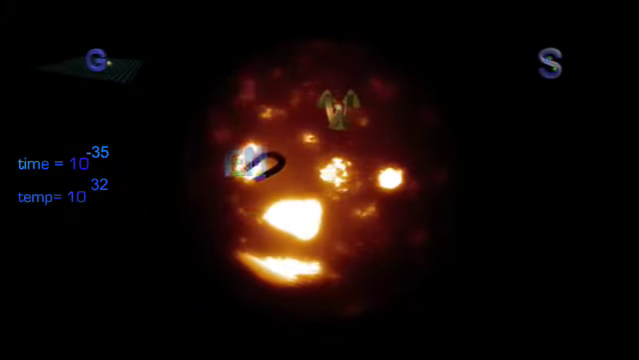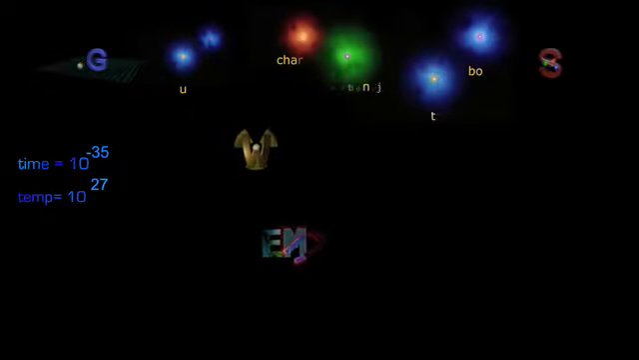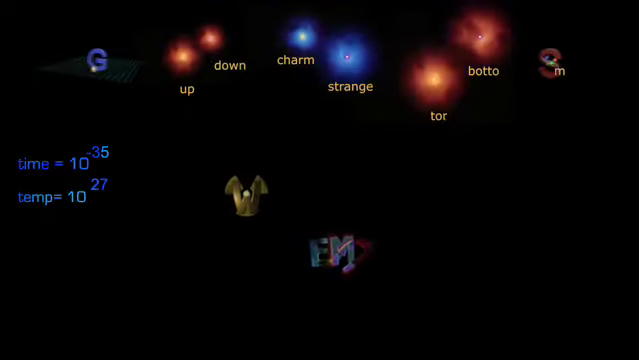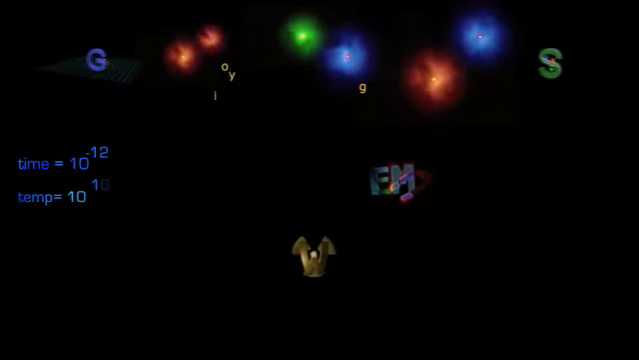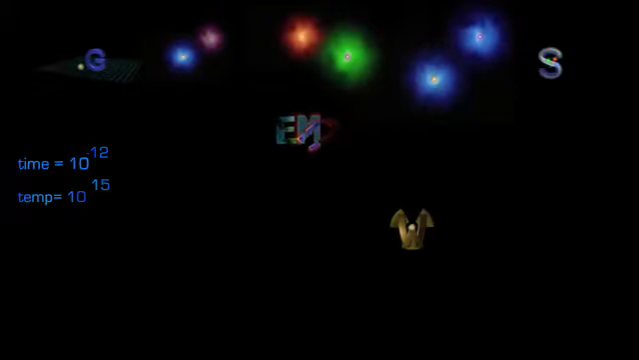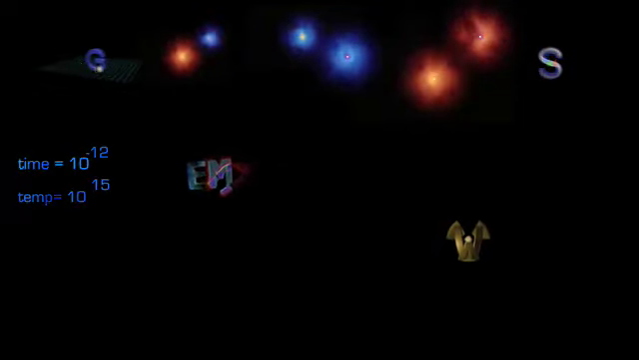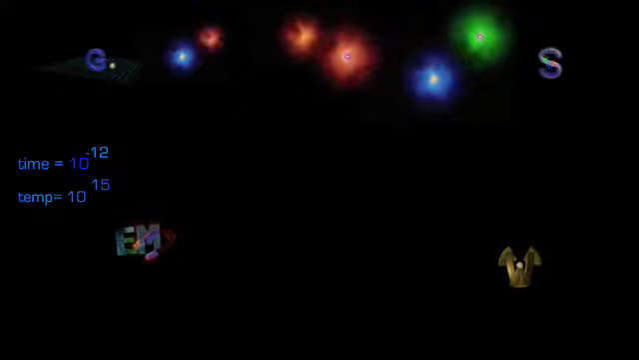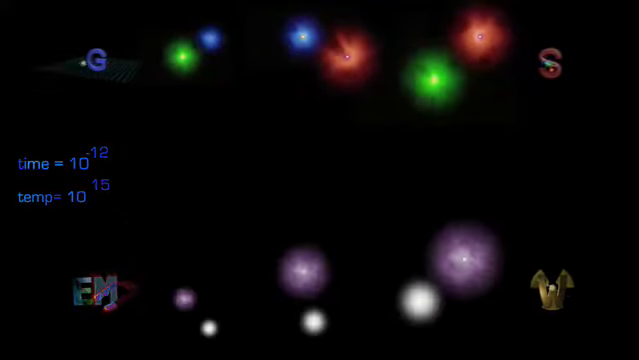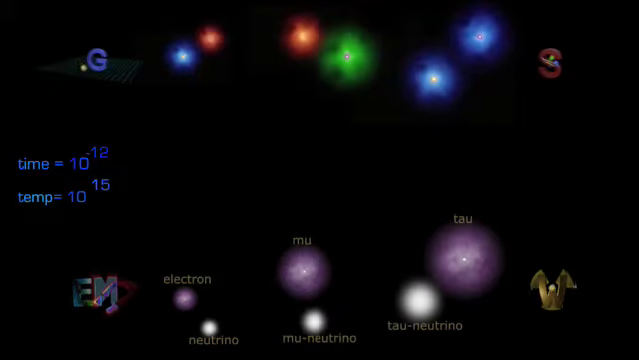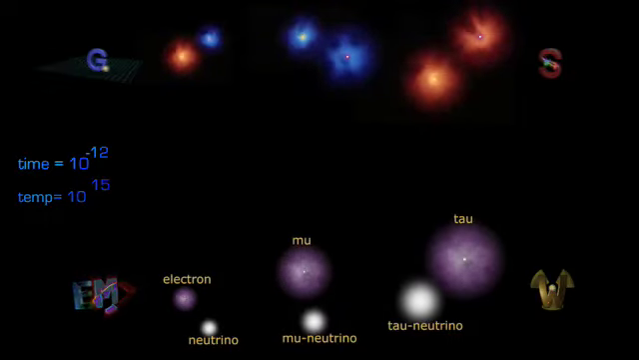This expansion and subsequent cooling down to 10 to 27 degrees allows 6 different types of quarks to form. At 10 to the minus 12 seconds and 10 to 15 degrees, the weak force and electromagnetism separate, and we have the 4 independent forces we know today. At this point, all 6 types of leptons have formed, including the electron.